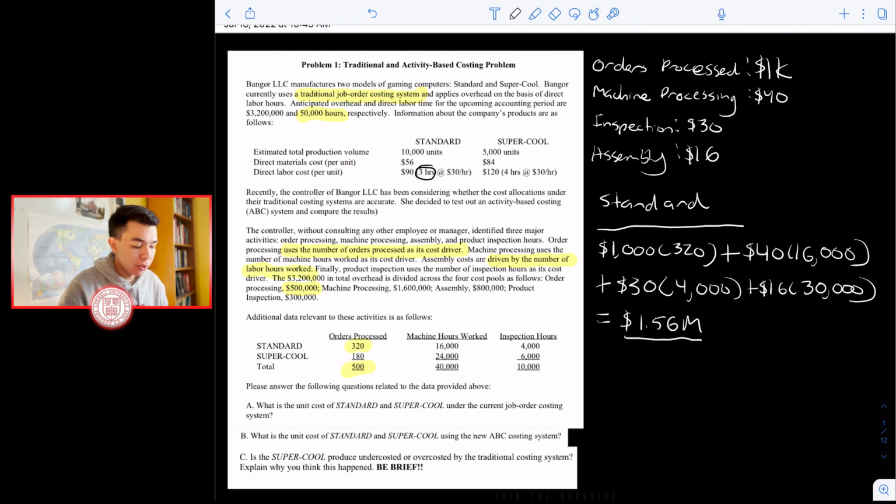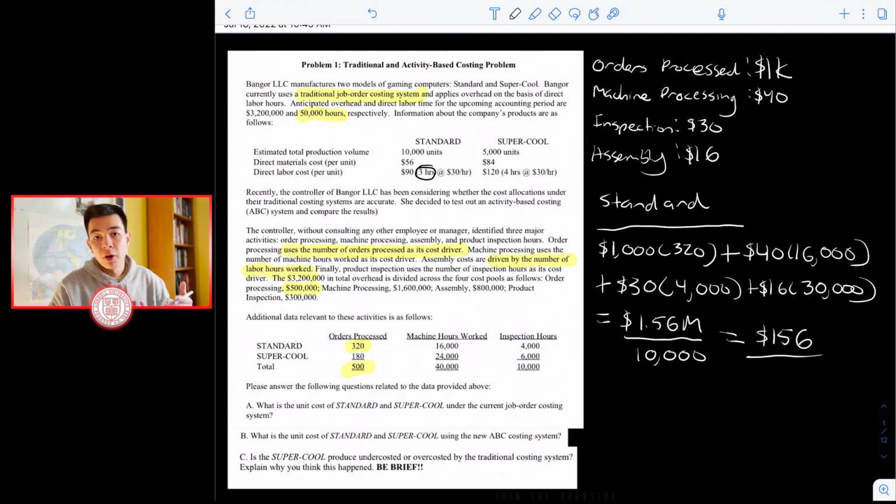So we went from basically having the total overhead for all the products, and now we only have the overhead for one product, which is standard, which is a great start, right? Because we're trying to find the cost for only one product, and now we found the overhead cost for only standard. So we're on the right track. And now what we gotta do is divide this by 10,000 units, and we figure out that the overhead cost for standard is 156. Total overhead divided by units gets me overhead per unit.